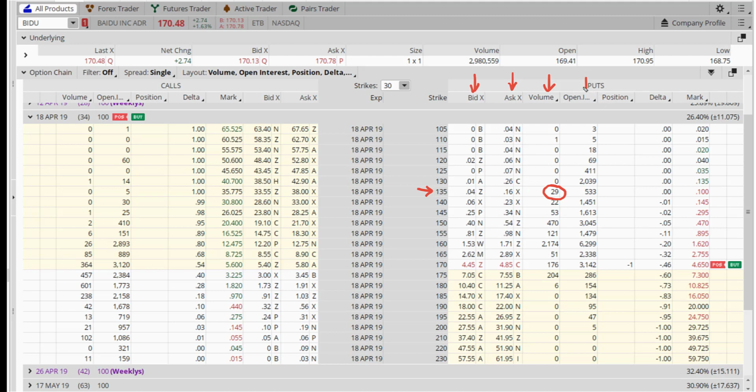The next one is open interest, which means how many contracts at this particular strike price are still open. In case of 135, there are 533 contracts that are still open.